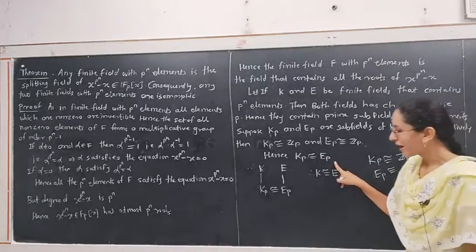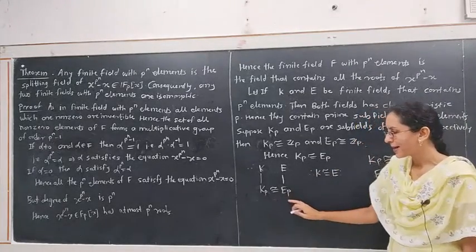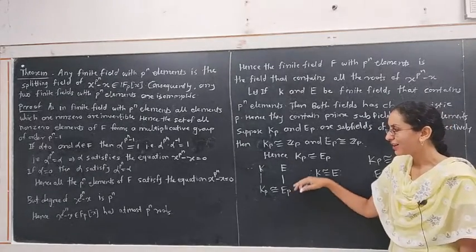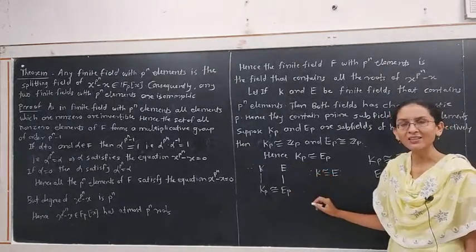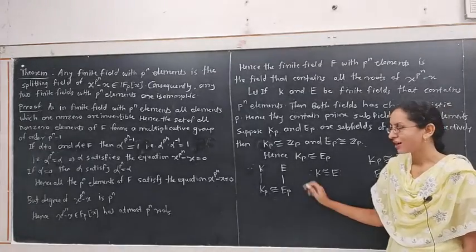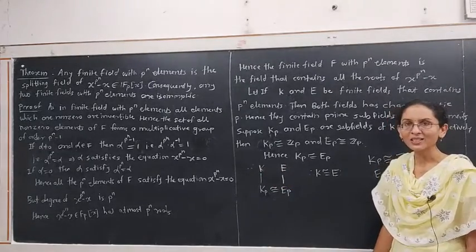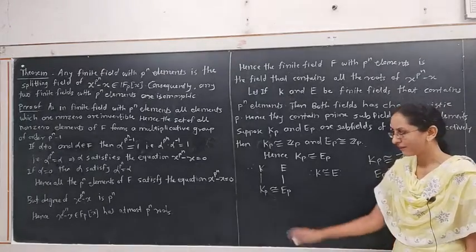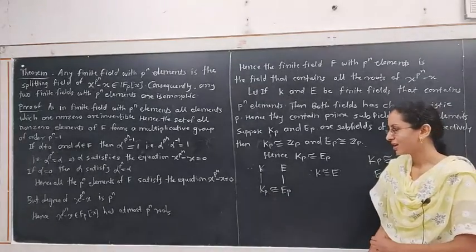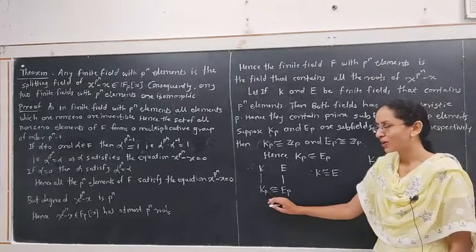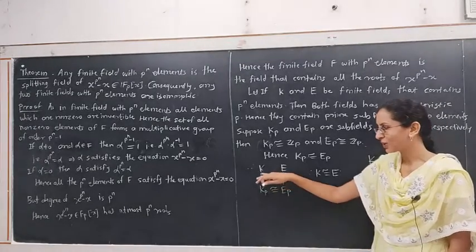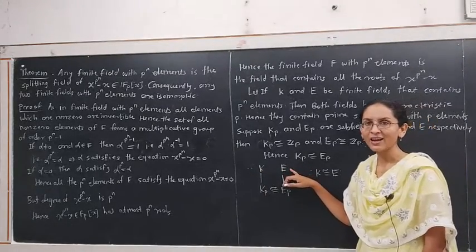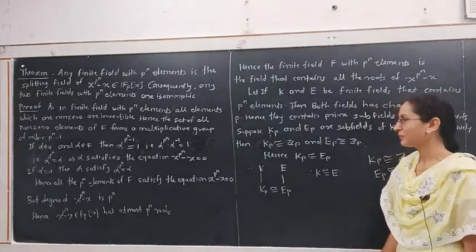Hence, we have the prime fields Kp and Ep which are isomorphic, and hence their extension fields that contain the same number of elements. K and E both contain p raised to n elements and have prime subfields which are isomorphic. Hence, we can extend this isomorphism to these two fields K and E. Means we get K as an isomorphic field with E.